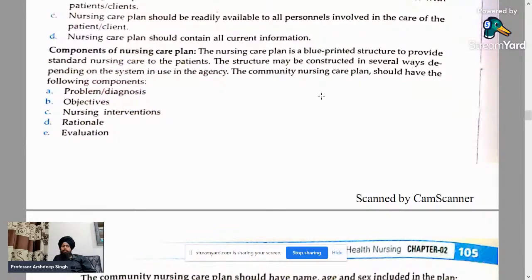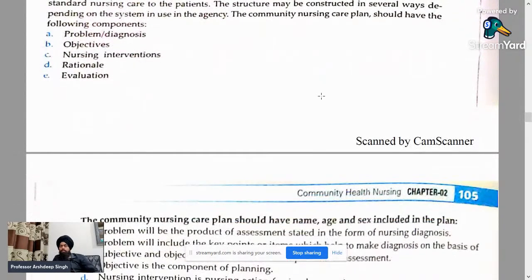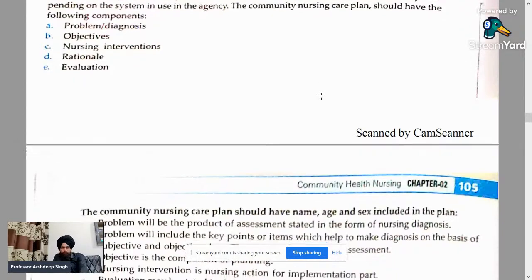And after we have diagnosed the problem, we will set out the objectives, and then we will plan for the intervention, and then we will give the rationale, that is, why we have planned a specific intervention and what that intervention will do in the patient's body physically. Last, we will evaluate what we have planned and what we have got. If we are successful in evaluation, and there is a result that we have achieved the objective to some extent, then our planning process is successful. Otherwise, we have to replan the things. Okay, so this is about the planning process.